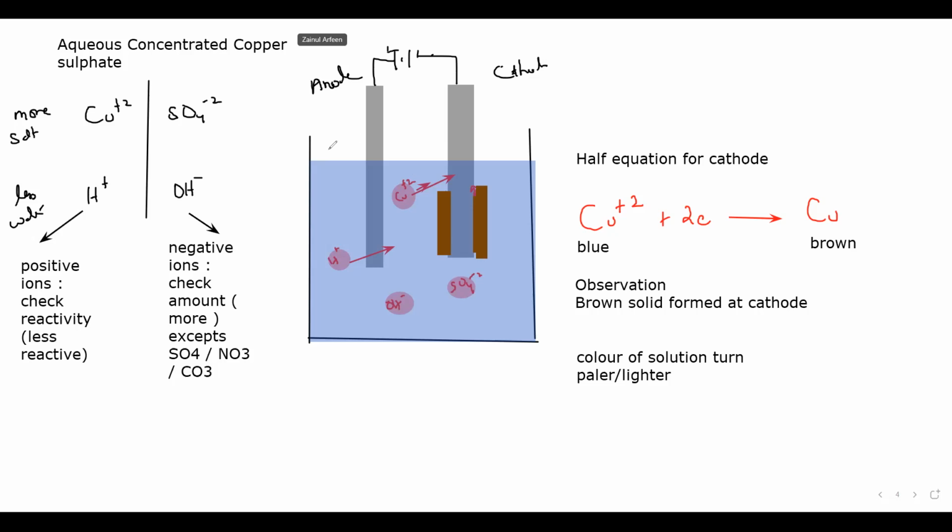When we check for negative ion, we check the amount, so sulfate is more and hydroxide is less. But if you read the last part, I said check the amount, the one which is more will move except three: sulfate, nitrate and carbonate. Even if they are more, they will never move, because of their size, they are not able to move in the solution. So even though sulfate ions are more in the solution, they are not able to move. So if they are not able to move, which ion will move? The hydroxide ion will move there.